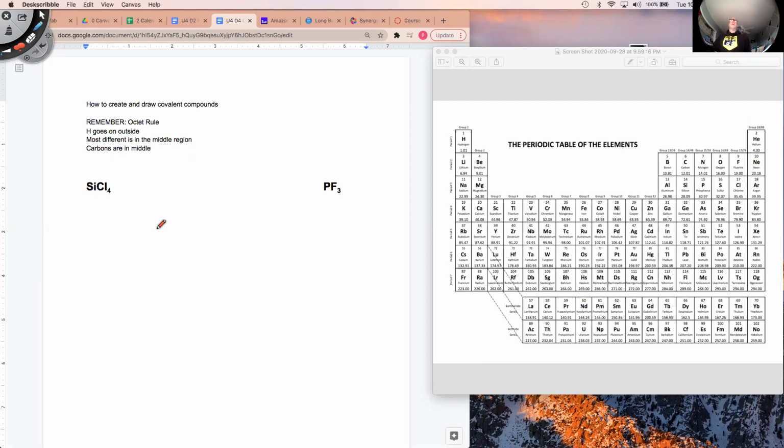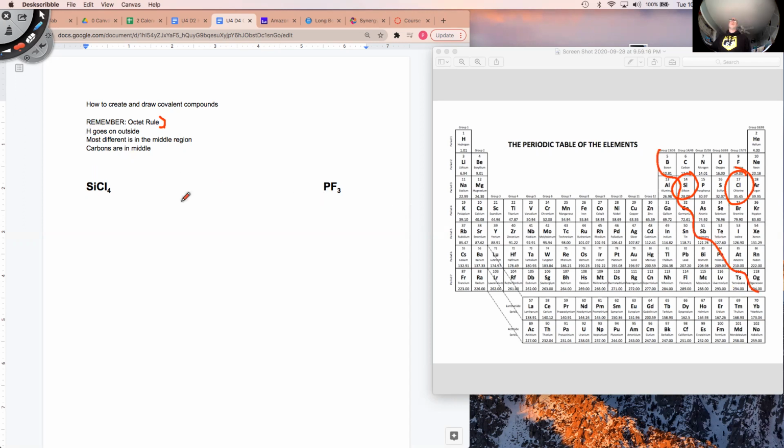So very quickly, if we want to draw these compounds, we know that we have a silicon, Si, and we have 4 chlorines. A couple of things: we want to follow the octet rule, which means that all atoms want to have 8 valence electrons, because we're talking about these non-metals right here.